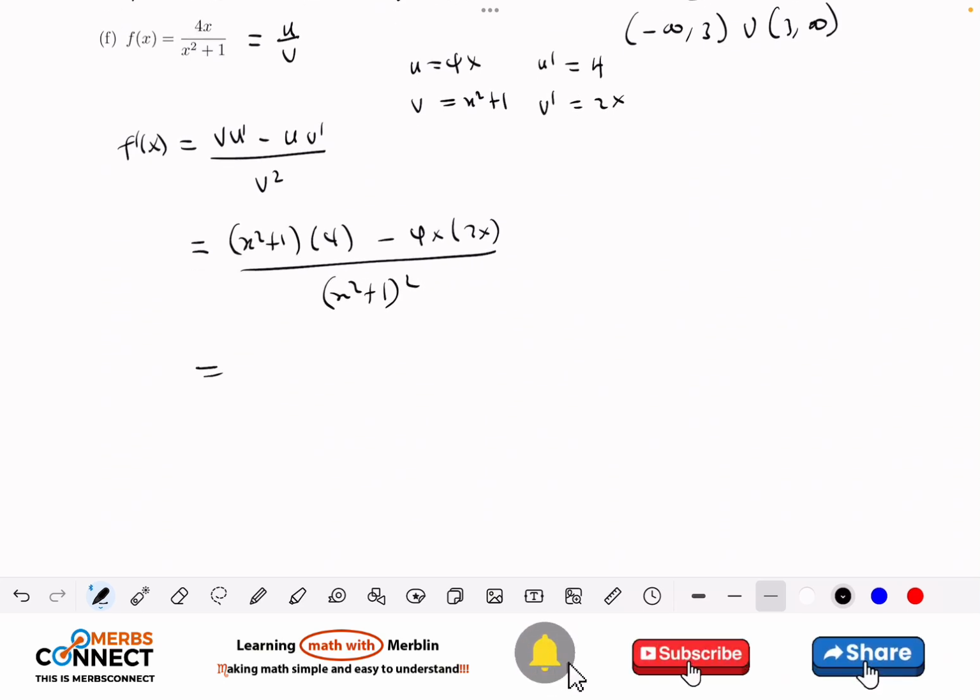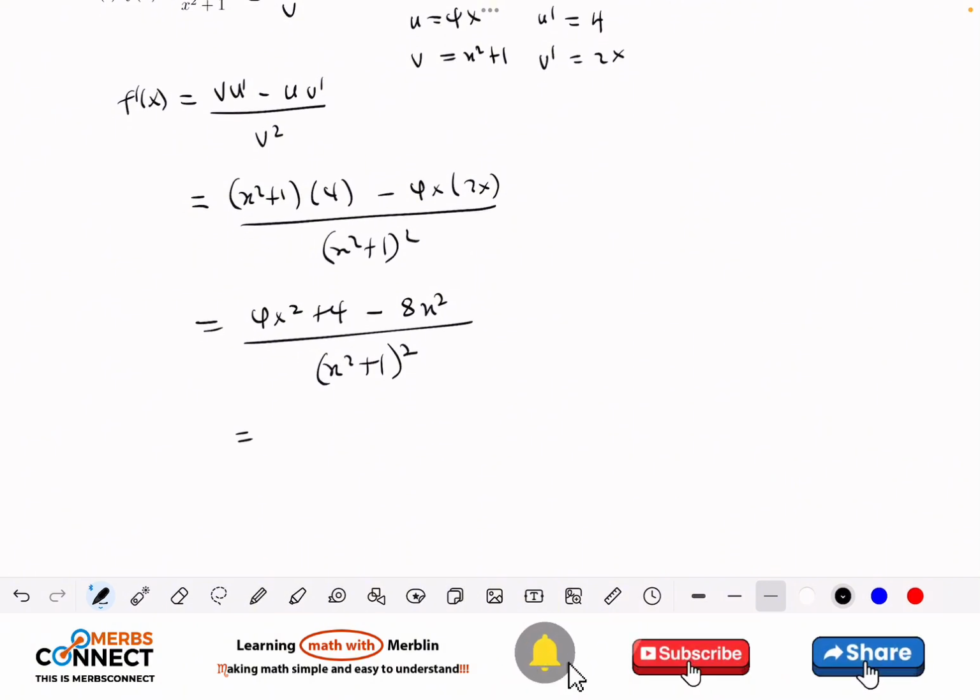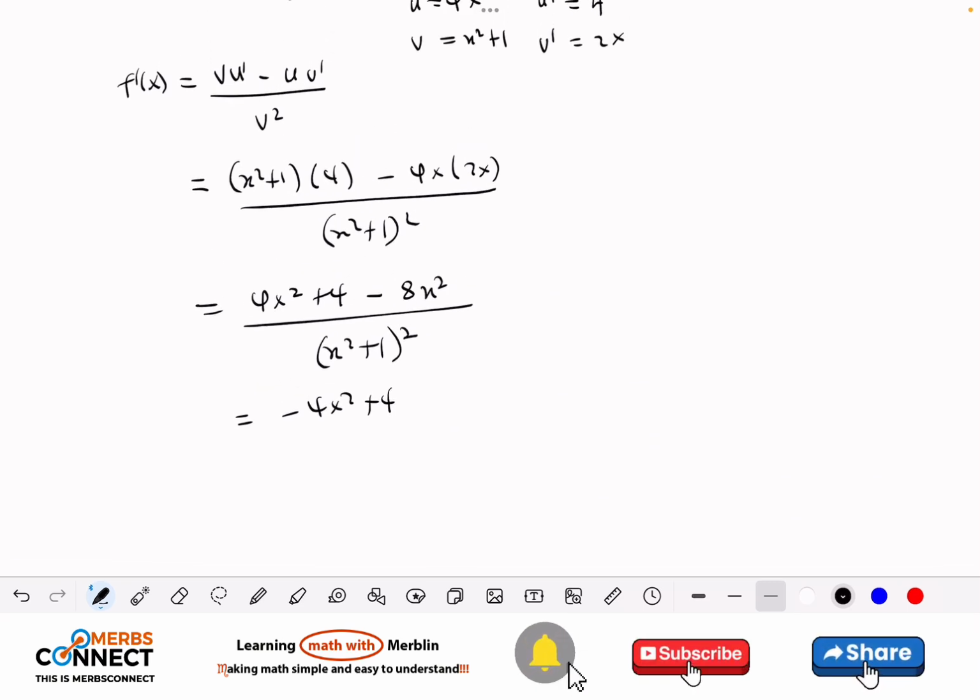So what are we going to get? Expand the top, we get 4x squared plus 4 minus 8x squared, divided by x squared plus 1 all squared. Simplifying the top, we are going to have minus 4x squared plus 4, right? And then we have 4 minus 4x squared divided by x squared plus 1. And this is the same as when I factor 4 out, I'll have 1 minus x squared divided by x squared plus 1 all squared.